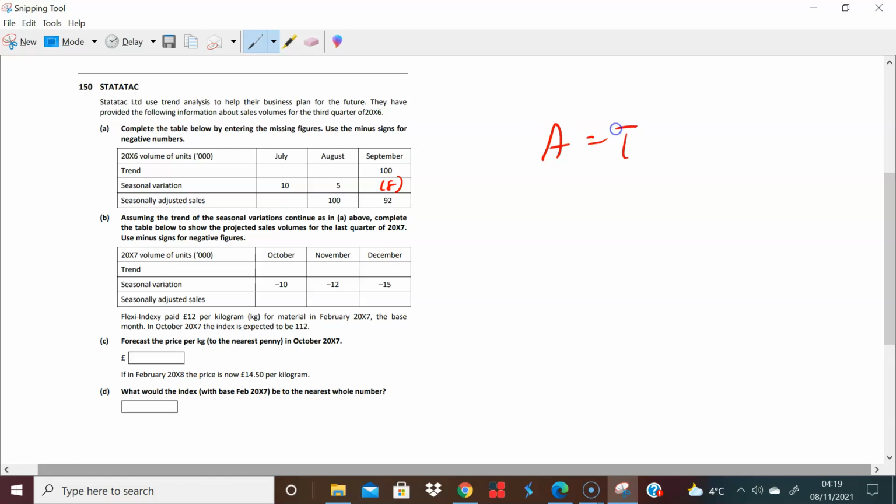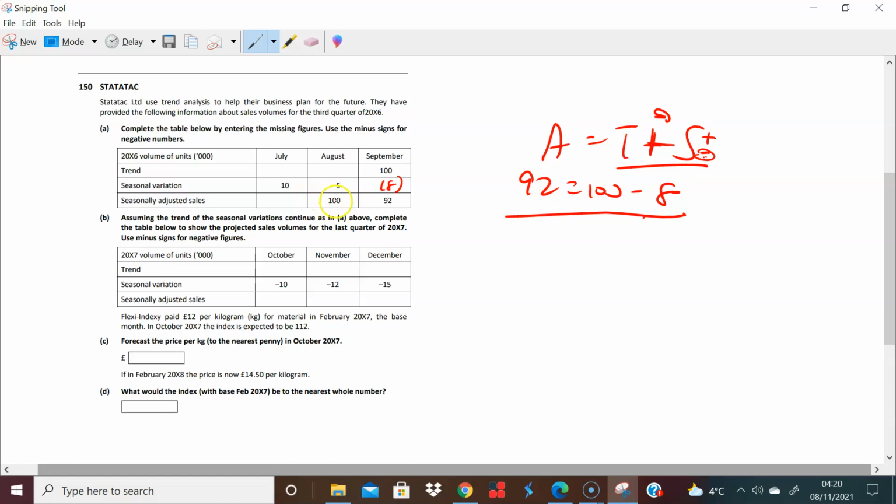Remember, actual is equal to trend plus seasonal variation, and technically that could be a negative. The trend is constant; the seasonal variation is what changes. It could be plus or it could be minus, and if it was minus, it would override the plus. So here you have 92 equal to 100 minus 8. That's why you have that. Okay, great stuff.